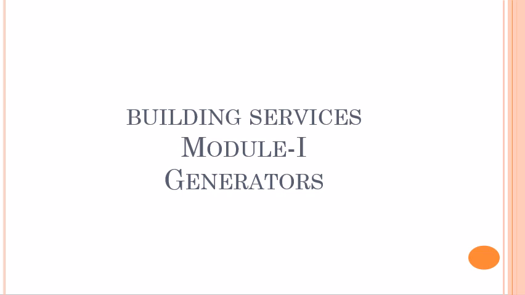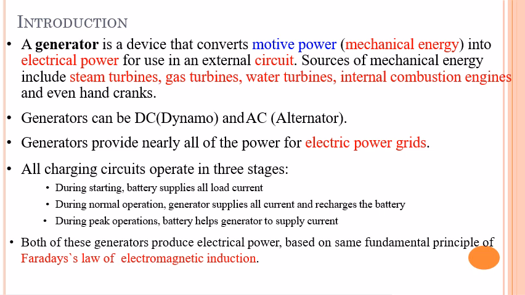Today in Building Services Module 1 we are going to see about the generator. A generator is a device which converts mechanical energy into electrical energy which we can use for the electrical circuits. The main source of mechanical energy will be from steam turbines, gas turbines, water turbines or internal combustion engines and even hand cranks.